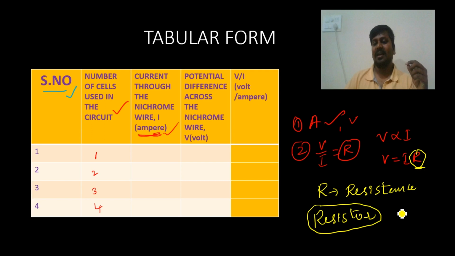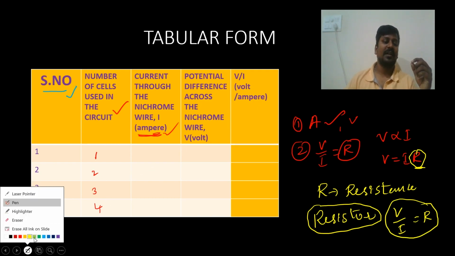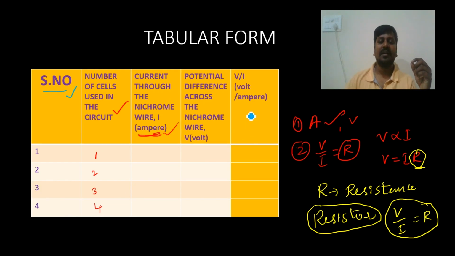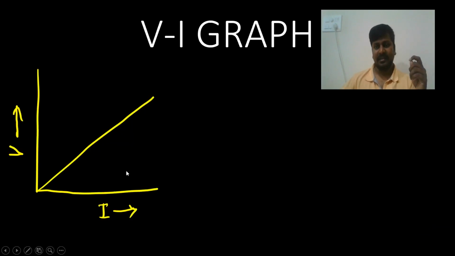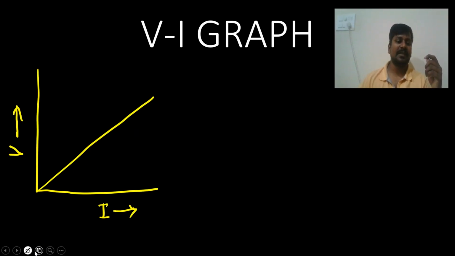So V equals IR, then V by I equals R. We have to find out the ratio. After finding the current and potential difference, V by I for each and every case you have to find out. Then you can draw a graph. If you draw the graph, the graph appears as a straight line.